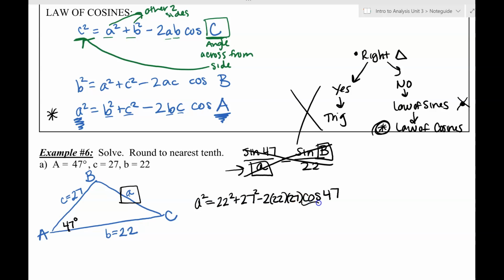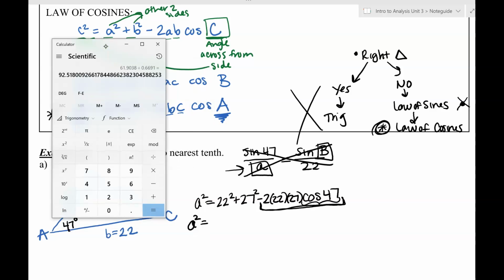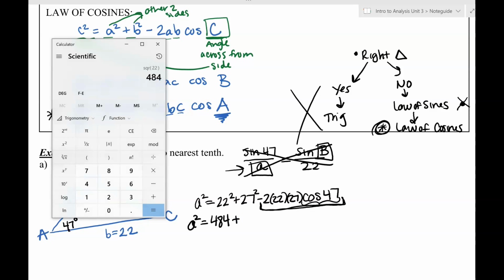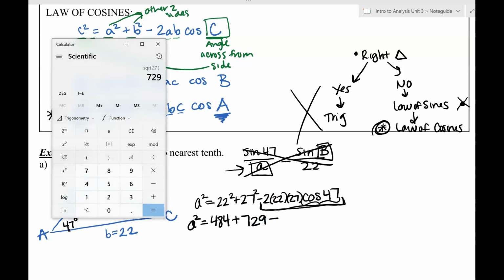And remember that cosine of 47 is a decimal. And that decimal needs to multiply all of these things right here before you should do any addition or subtraction, okay? So this a squared has three things happening after the equal sign here. 22 to the second power is 484. Plus 27 to the second power is 729. Minus, there's a giant multiplication problem over there, okay?